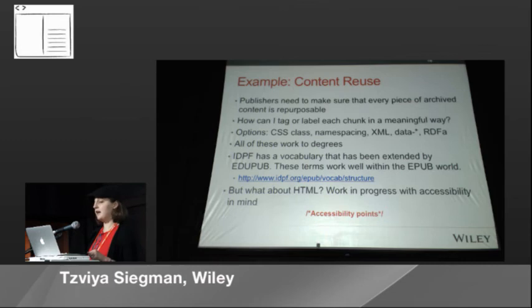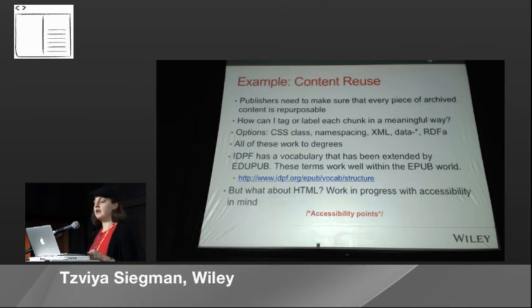Another example is content reuse. Publishers like to reuse the books that they're working on, and this was alluded to in some of the earlier presentations. If I publish a book, I don't necessarily want it to just be a book as is. I want somebody to be able to go into my book and look at Chapter 1 just as Chapter 1 and maybe mash it up with Chapter 7 from another book. If I want to be able to do that in a meaningful way, I need to be able to label every piece of my book.